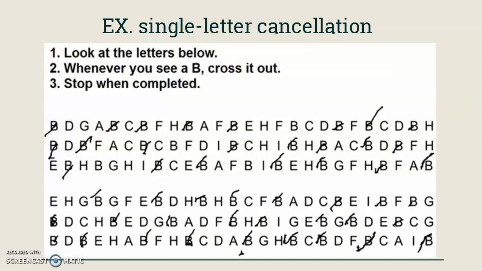And then the other one is single letter cancellation. You tell them whenever you see a B, cross it out. So they go in order, or if they cannot, that's when you note a deficit.